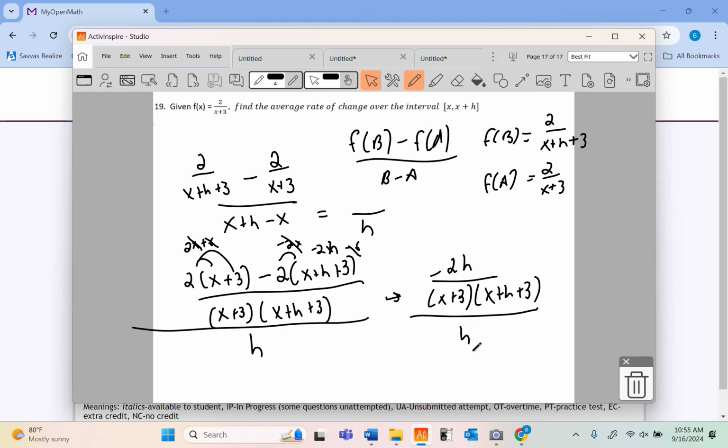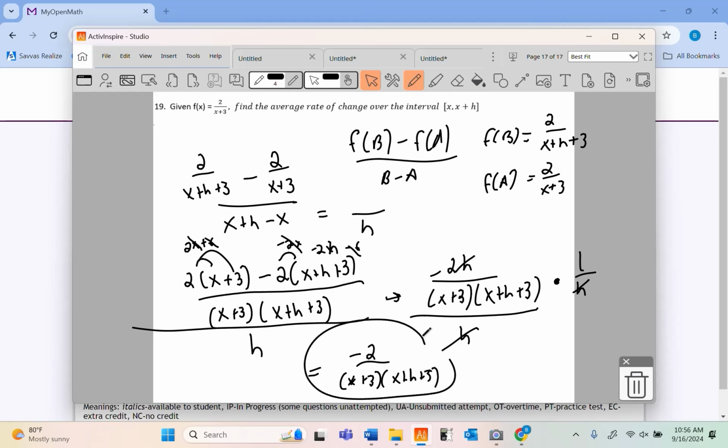And we're divided by h. Now, when you divide by a whole number, it's the same as multiplying by its reciprocal. And that makes these h's cancel. So we're left with negative 2 over that fugly denominator, x plus 3 times x plus h plus 3. And we don't really do anything with that denominator unless we're specifically asked to. I'm not asking you to do it.